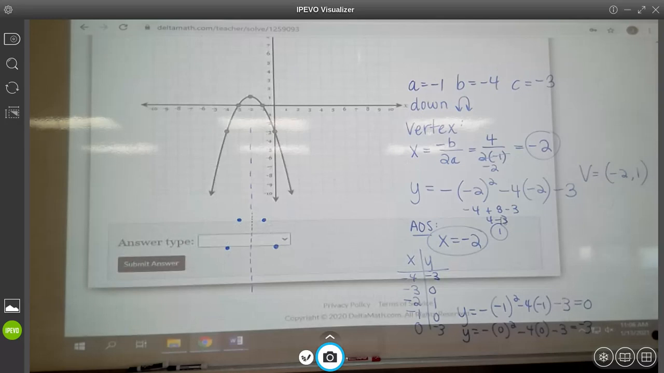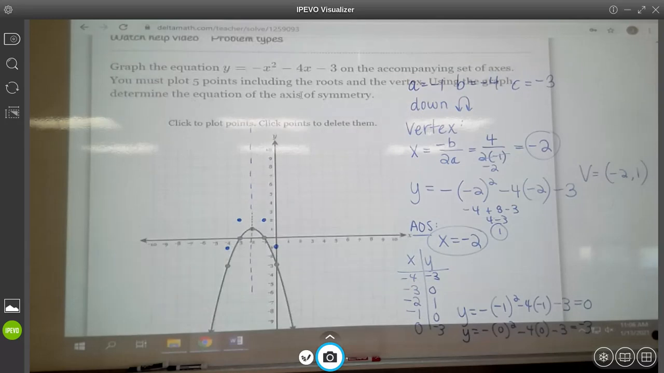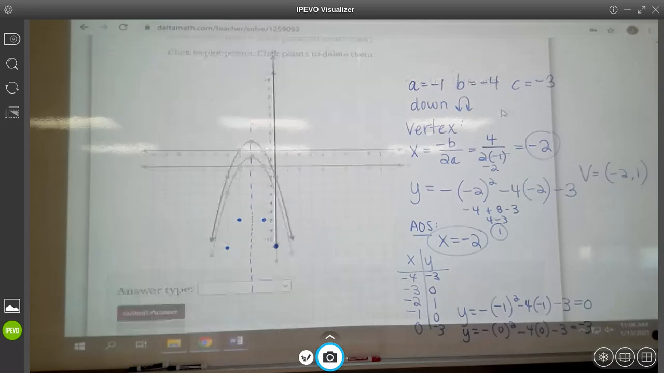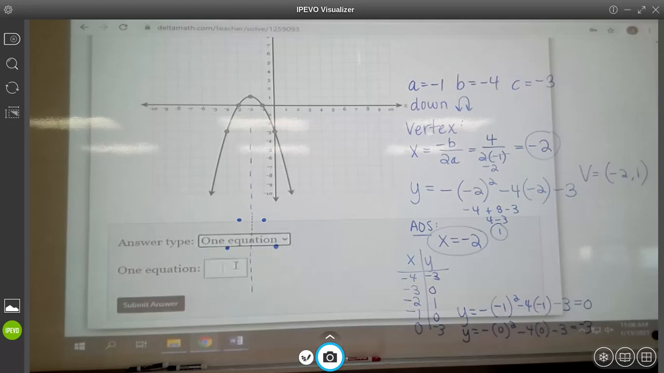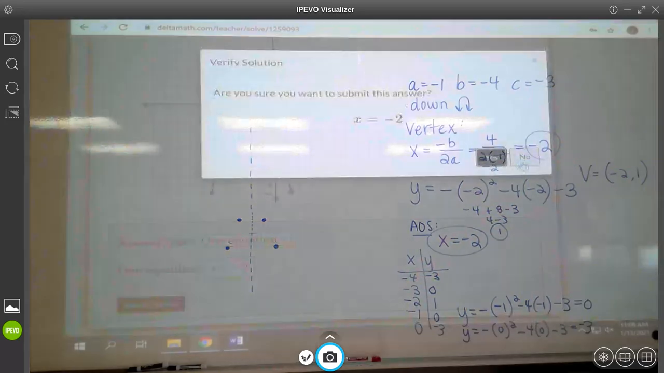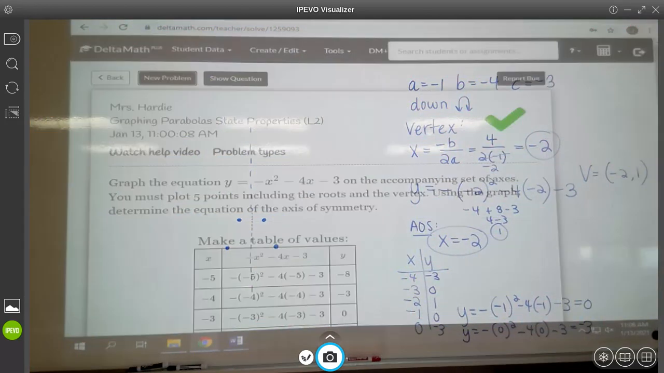Let's go down to question 2 now. Question 2 says, determine the equation of the axis of symmetry. So the axis of symmetry, that answer type is one equation, and it's the equation x equals -2, according to what we wrote down, and you're good to go.